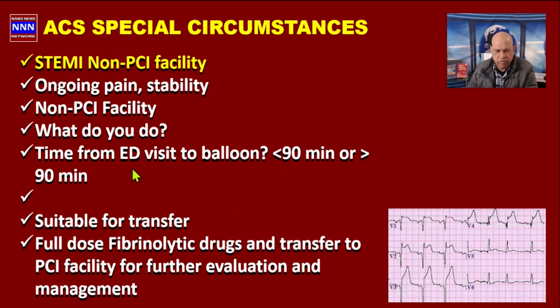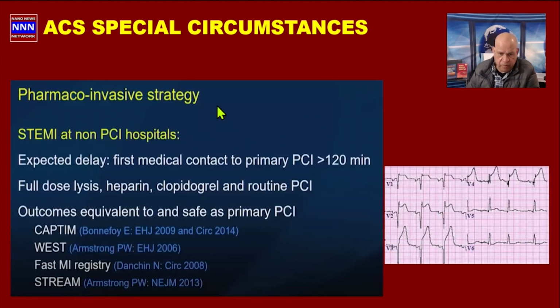If we cannot get these patients in, let's say that person is 2 hours from your location, and you're talking another 30 minutes from that 2 hours before they can open up the artery, then give full dose fibrinolytic drugs and transfer the patient to a PCI facility for further evaluation and management. And keep in mind, while we are talking about these drugs and procedures, we should always be cognizant of the patient's hemodynamic stability, and that's an important thing which needs to be taken into consideration even during transport.